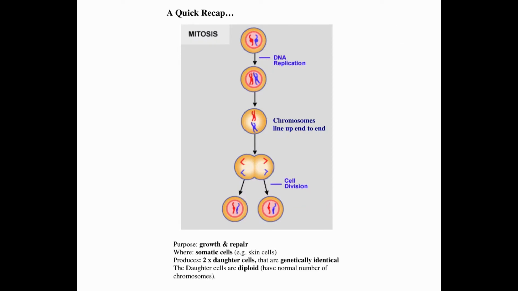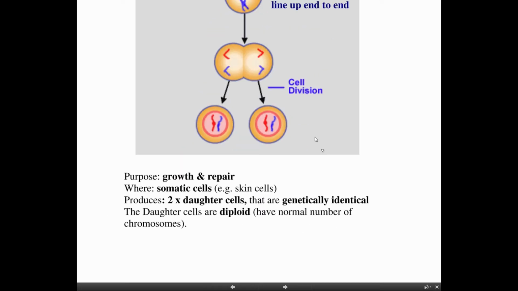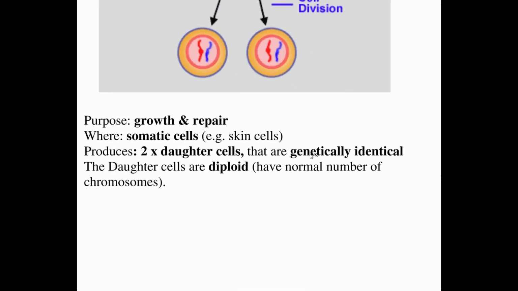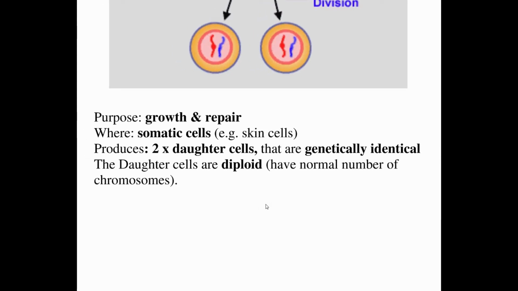So the key points for mitosis, I've put those just down the bottom here, so we'll zoom in a little bit there. The purpose of mitosis is for growth and repair. It occurs in the somatic cells, so the skin cells, and it results in two daughter cells that are genetically identical. The daughter cells are diploid. They have the normal number of chromosomes, or two of each.